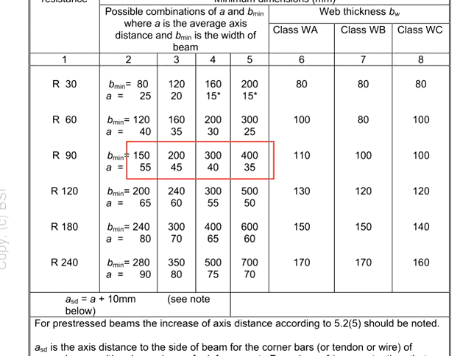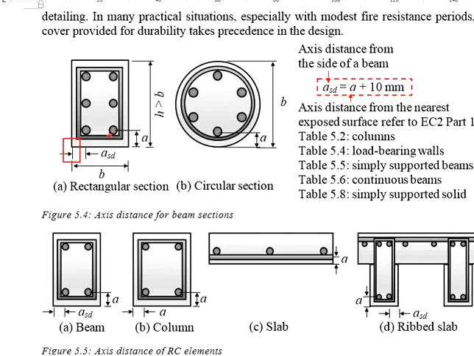What you see here, the larger the width of the beam, the smaller the axis distance is required. And then in the case that you use a beam width of 400 mm, your axis distance need not be added with additional 10 mm. That means you can simply provide the axis distance of 35 mm, measuring from the side of the beam section.